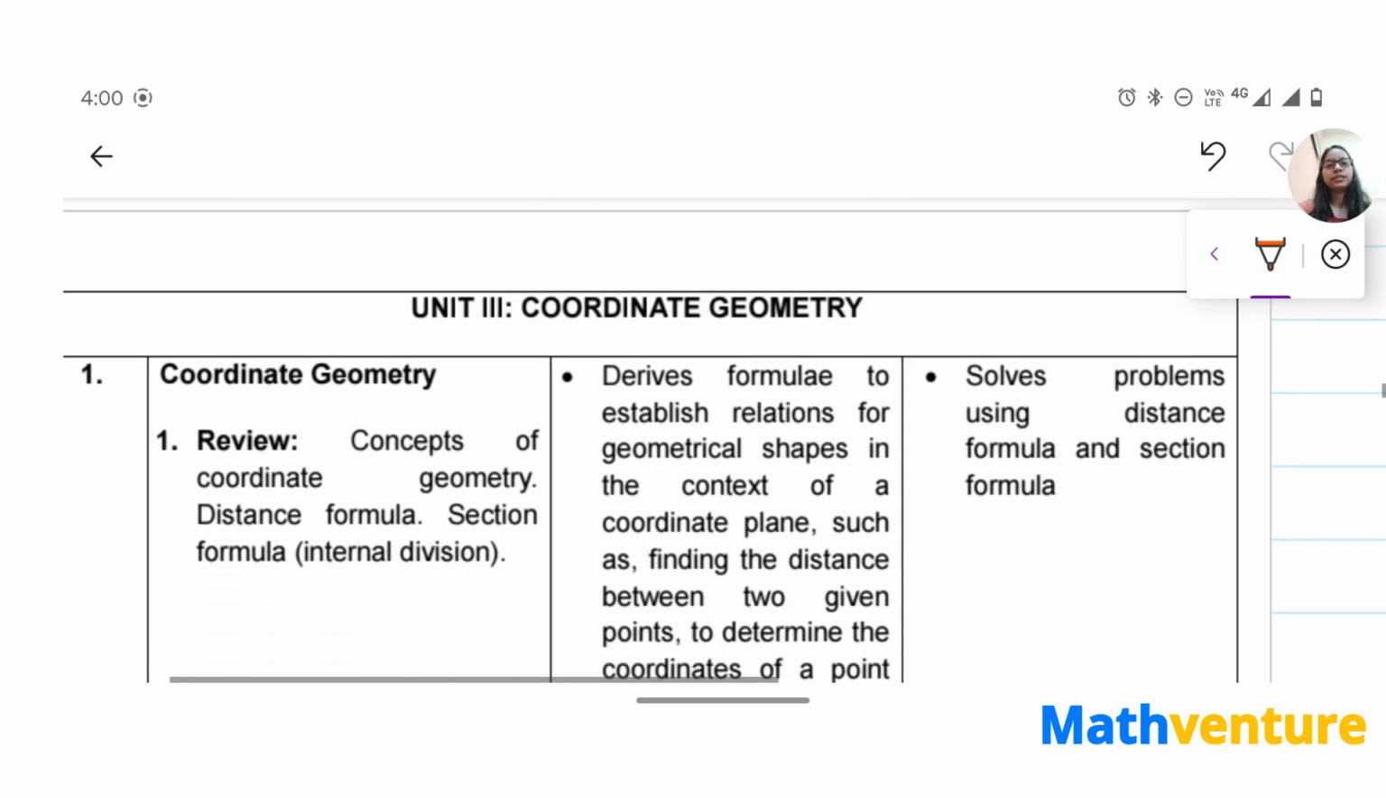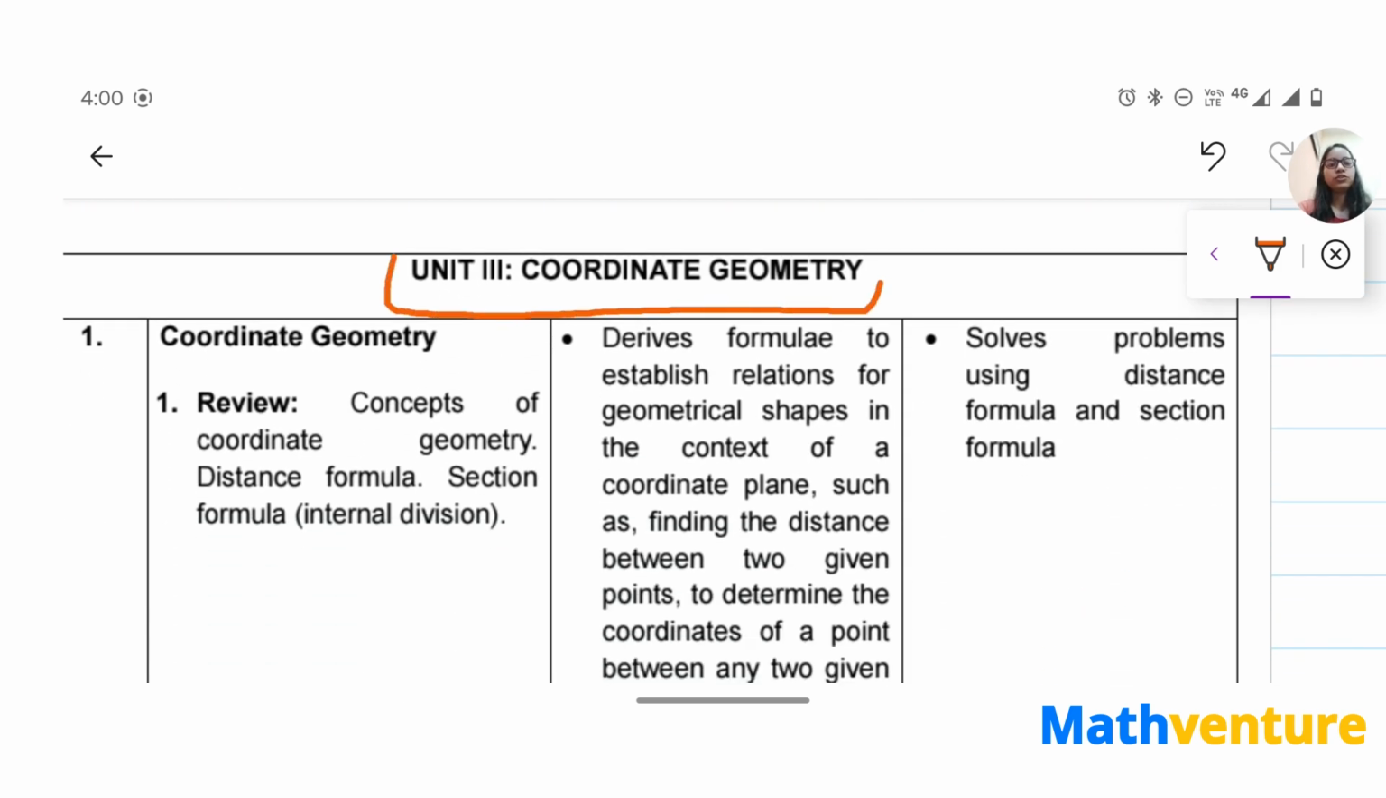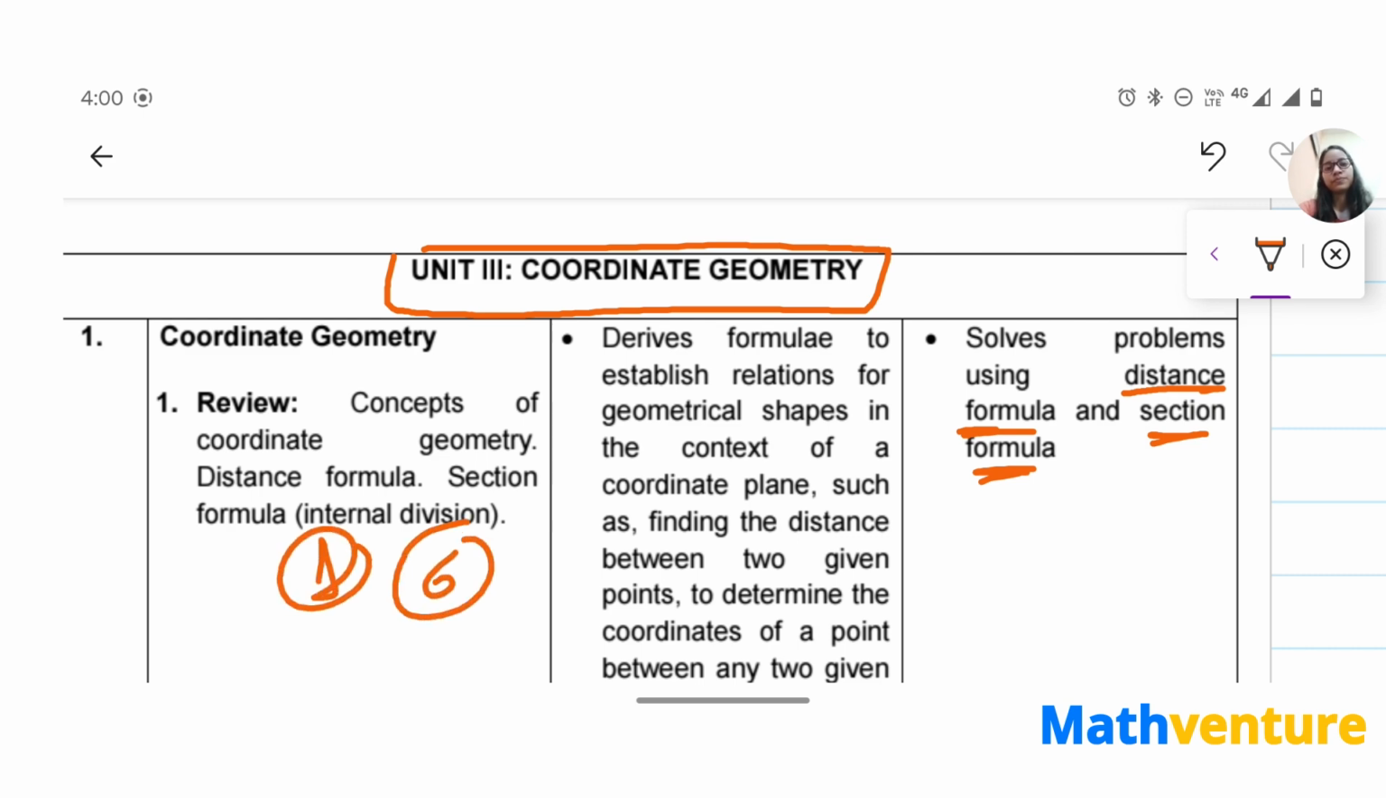Okay, next is the third unit, coordinate geometry. In coordinate geometry, there is only one chapter and two concepts. One concept is distance formula, another is section formula. These two are very easy and you will get 6 marks from this single chapter.